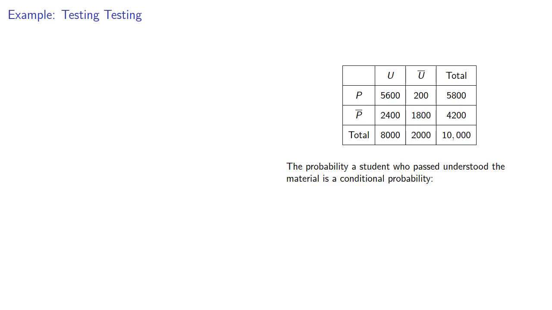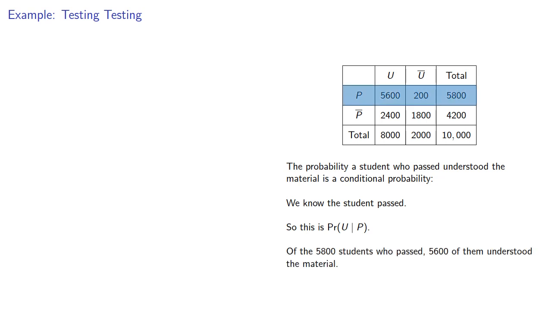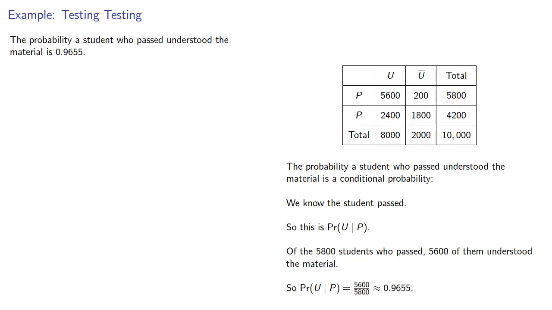So let's find the probability a student who passed understood the material. So this is a conditional probability. We know the student passed, so this is the probability of U given P, and of the 5,800 students who passed, 5,600 of them understood the material, and so that frequency is 5,600 out of 5,800, or about 97%.